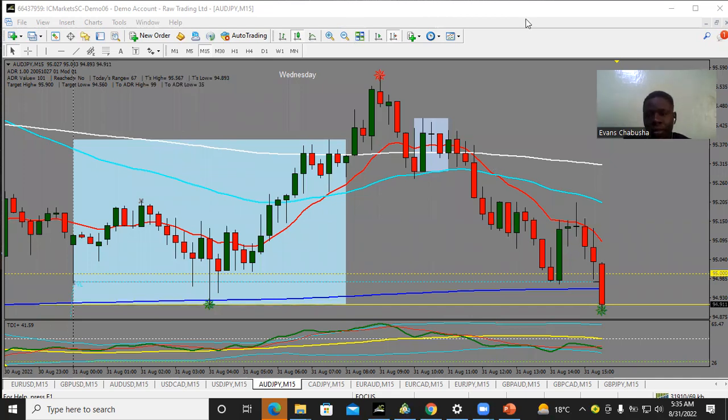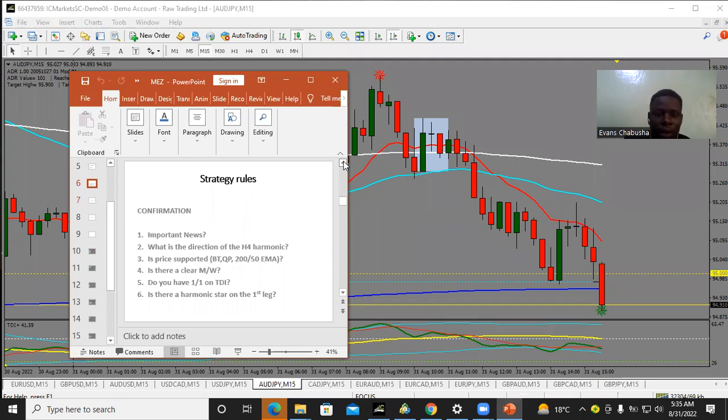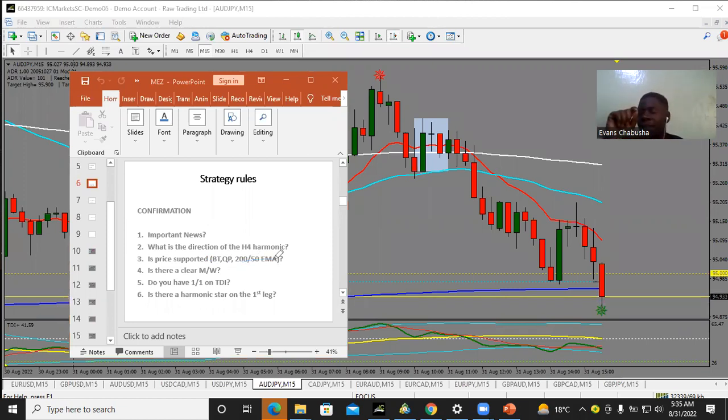Let me just pull up the PowerPoint so that you see. Okay, this is it. Usually price will find it difficult to penetrate the blue tracer, the quarter point, and the 250 MA. I've said usually, which doesn't mean all the time it will find it difficult. Sometimes it will just penetrate as if it's a hot knife penetrating butter.